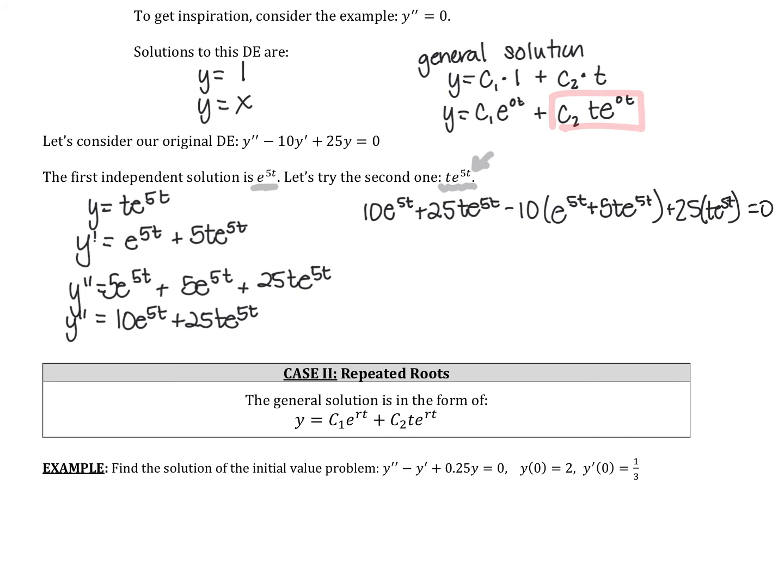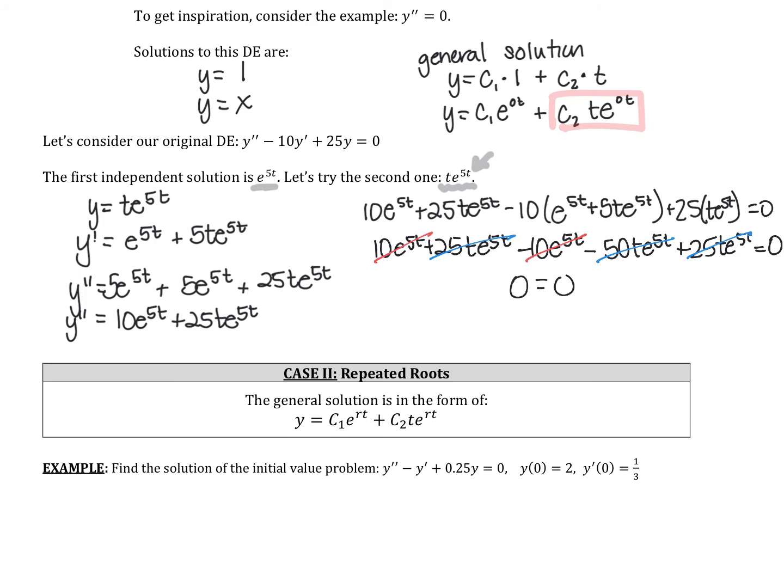Okay, let's check our math now. This gives me 10e to the 5t plus 25te to the 5t minus 10e to the 5t minus 50te to the 5t plus 25te to the 5t equals 0. 10e to the 5t minus 10e to the 5t cancel, and the 25te to the 5t terms cancel with the 50te to the 5t. And we do, in fact, have 0 equals 0.